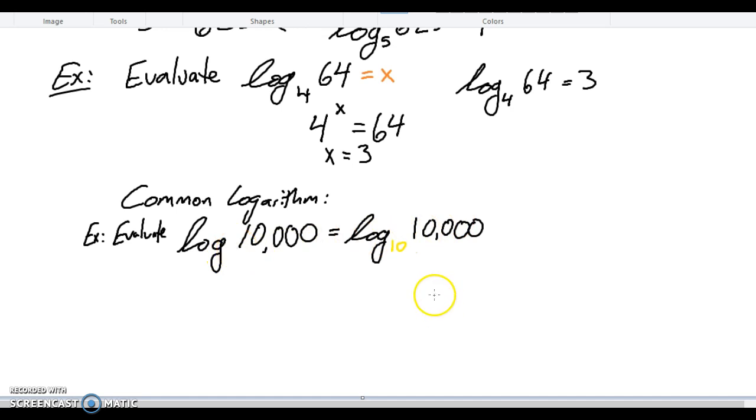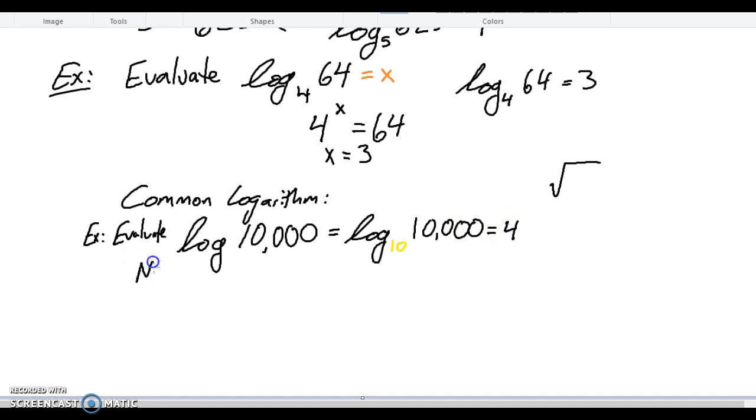It's just like with square root. With a square root, you'd write the radical sign without any index, and we know that means 2. That's our common radical. Well, our common log is base 10, so we will write it without even bothering to write the base. And now we ask, 10 raised to what power is 10,000? Well, with 10, that's easy. We just count the zeros. And that is 4.